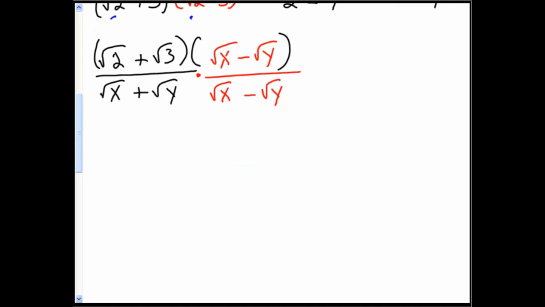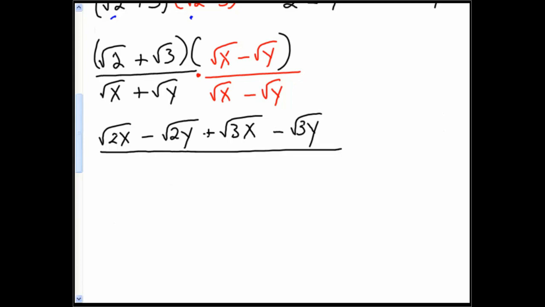So square root of 2 times square root of x is square root of 2x minus square root of 2y plus square root of 3x minus square root of 3y, because we're multiplying all these radicals. The denominator will be square root of x times the square root of x, which is x. And then the last term, square root of y times square root of y, is just y. And this expression is simplified.